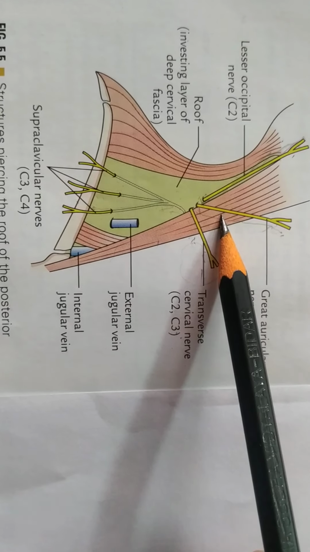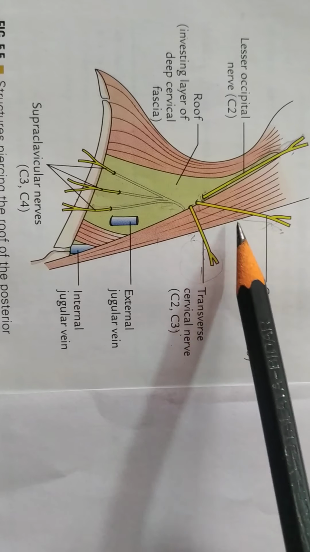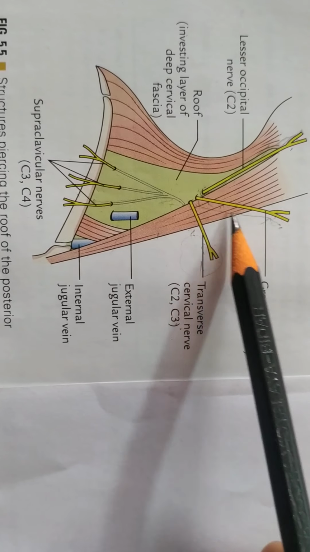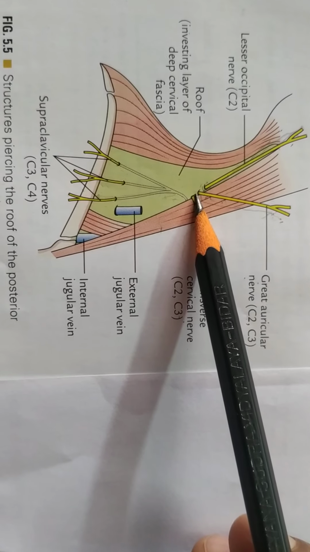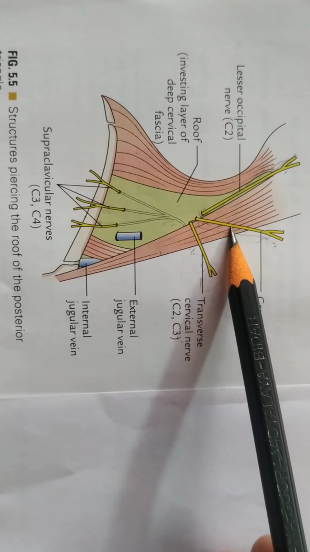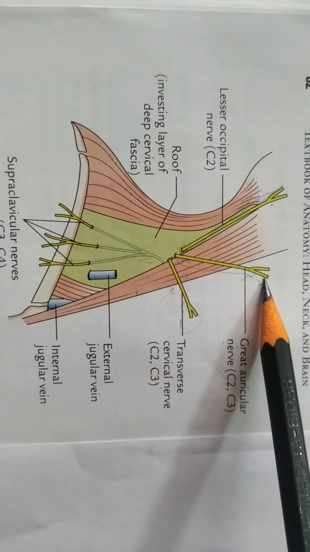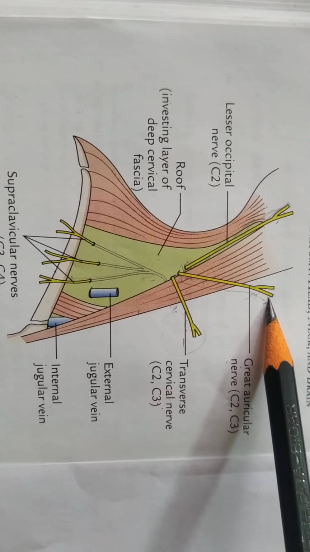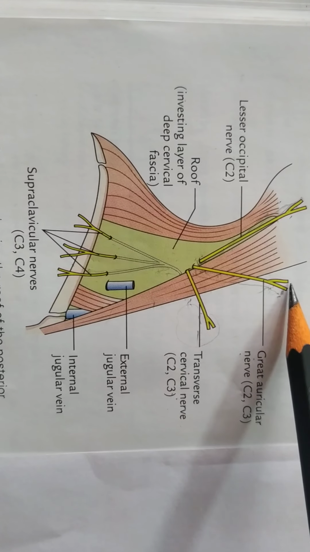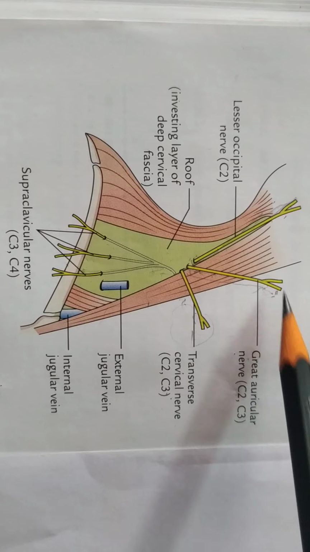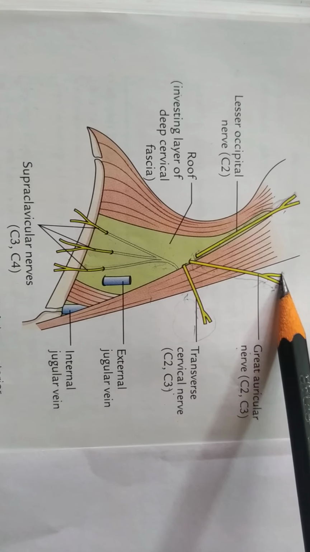Coming to the second nerve, that is the greater auricular nerve. The greater auricular nerve arises a little below the lesser occipital nerve. It winds around the posterior border of the sternocleidomastoid muscle. It ascends upwards and divides into two branches. The anterior branch is going to supply the parotid gland and the ramus of the mandible. The posterior branch of the greater auricular nerve is going to supply the front and the back of the lobule.